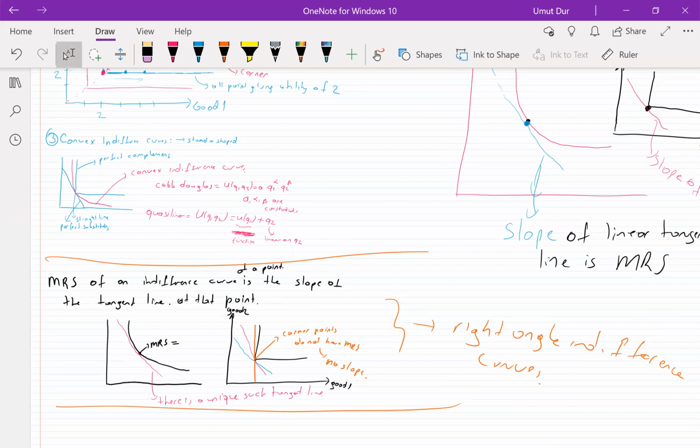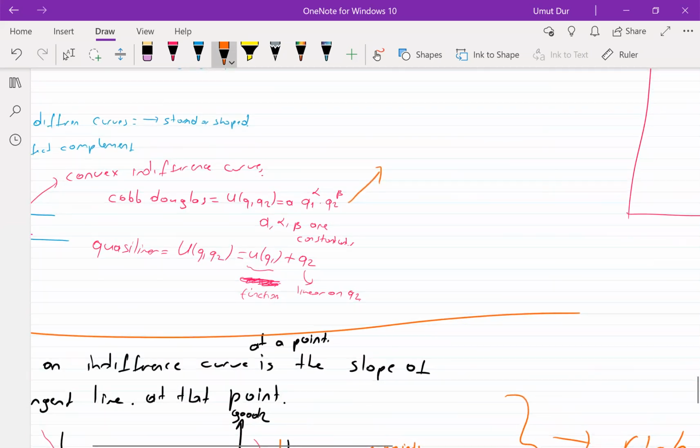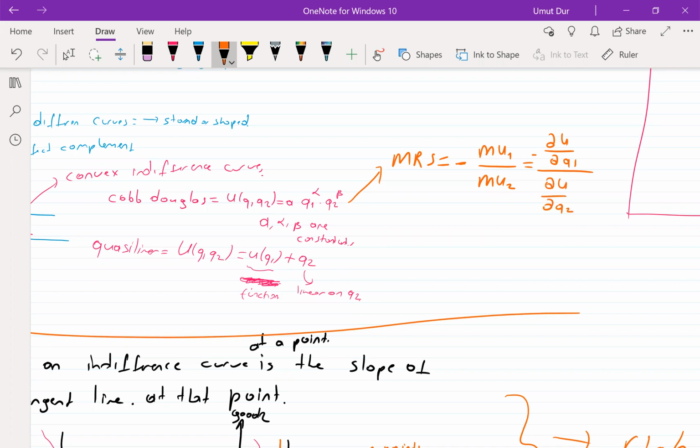Then let's turn back to here. If I have Cobb-Douglas utility functions, what is the marginal rate of substitution? The marginal rate of substitution is minus the marginal utility of good 1 divided by the marginal utility of good 2. So if I take this function, the marginal utility of good 1, let me be more clear here, is du over dq1, with a minus sign, and du over dq2.